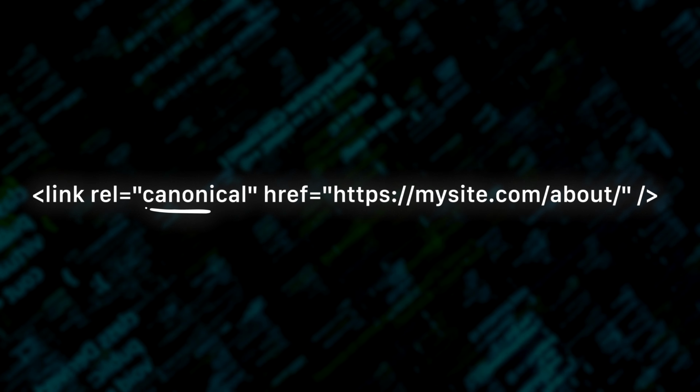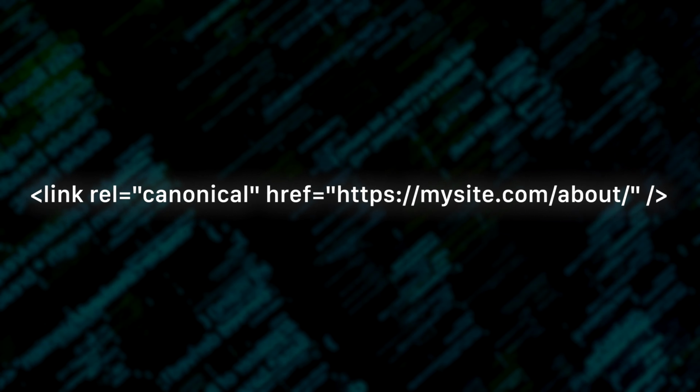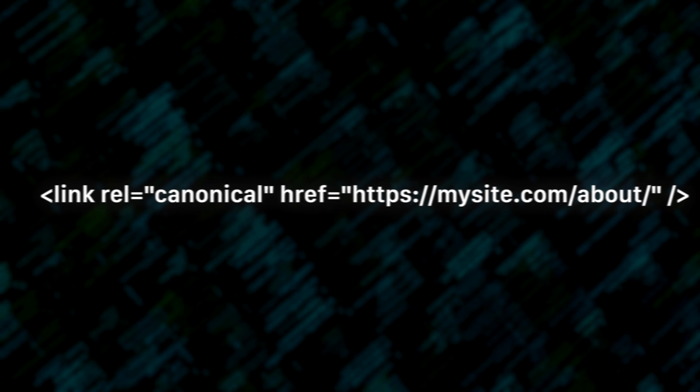Have you ever seen the term canonical tag and not understood what it meant? In this video, I'm going to tell you what it is and why it's so important. Basically, a canonical tag is a little piece of code on your website written in a meta tag that is used to tell search engines what the primary URL of a page is.